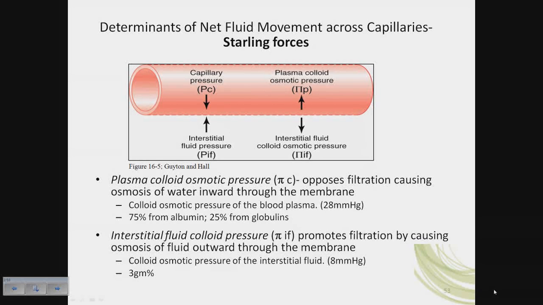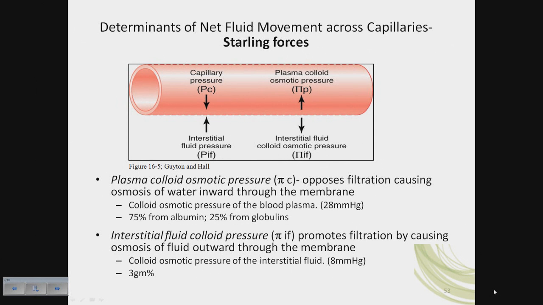That force, that pressure, is 8 millimeters of mercury. Now, I'd be writing this down on this picture right now. Look critically at this picture. We see two arrows favoring movement out of the capillary into the interstitial space, and two forces that would favor inward movement of fluid from the interstitial space into the capillary. I would be writing down my forces, the values, on these arrows right now.